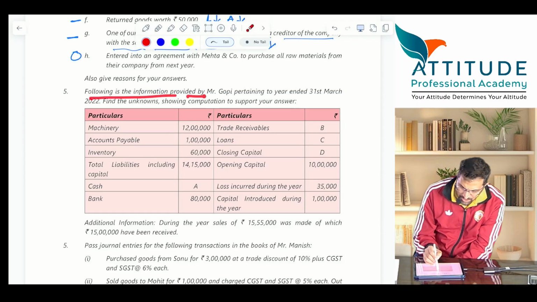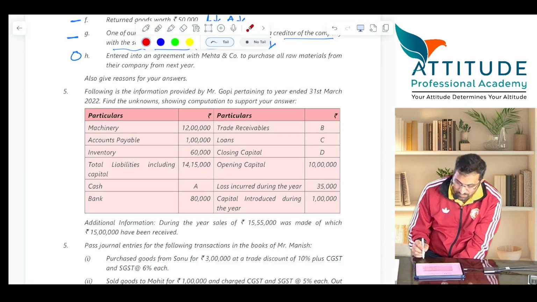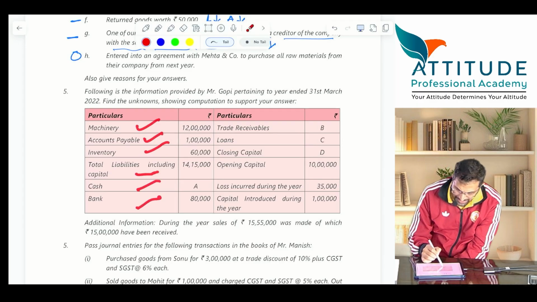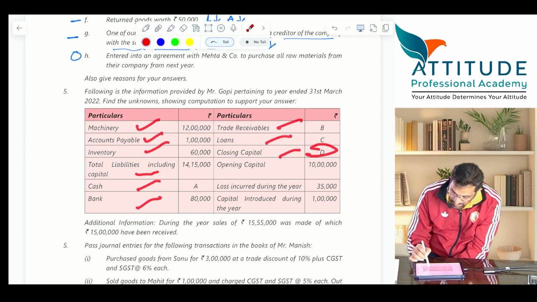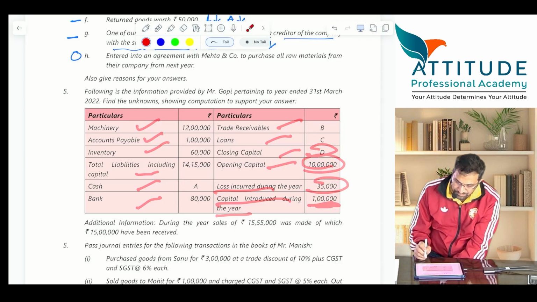From the following information provided by Mr. Gopi pertaining to the year 31st March 2022, find the unknowns. Show the computation to support your answer. They are saying find the unknowns. Machinery, accounts payable, inventory, total liabilities including capital, cash, bank, trade receivables, loan, closing capital, opening capital, losses incurred during the year, capital introduced during the year.